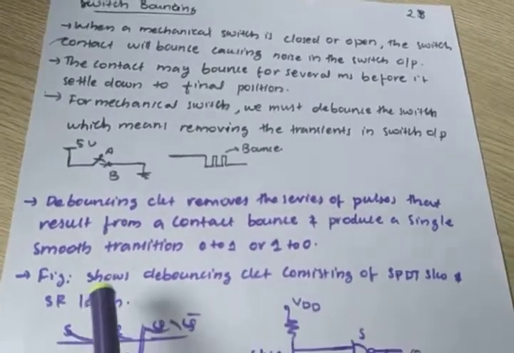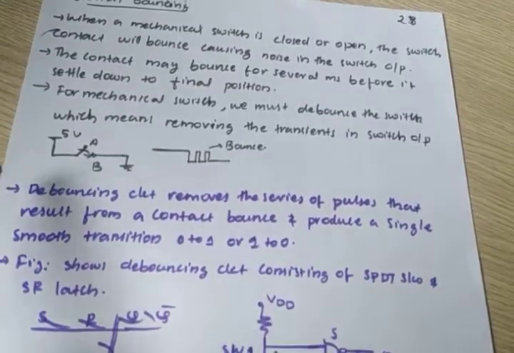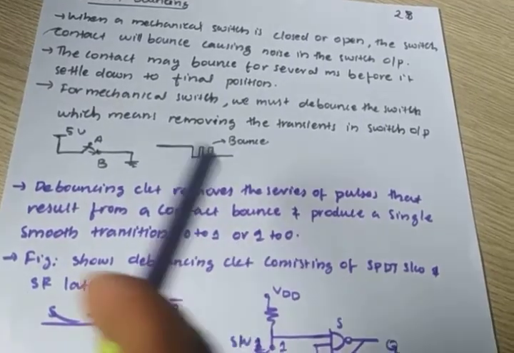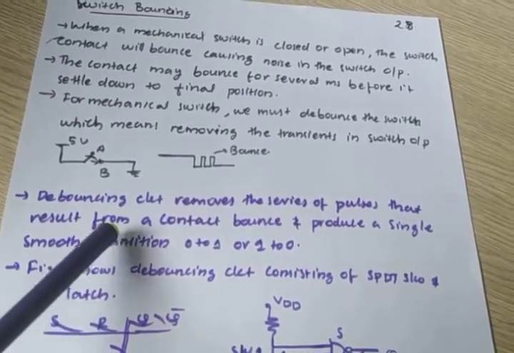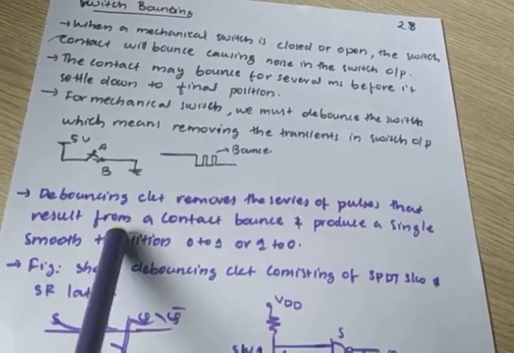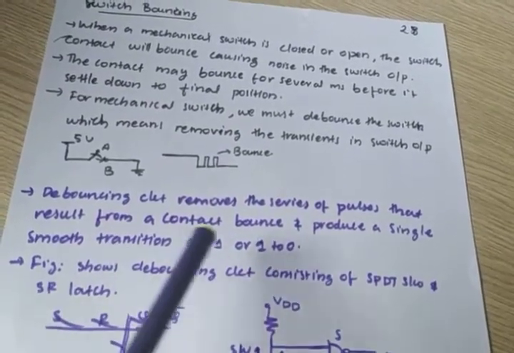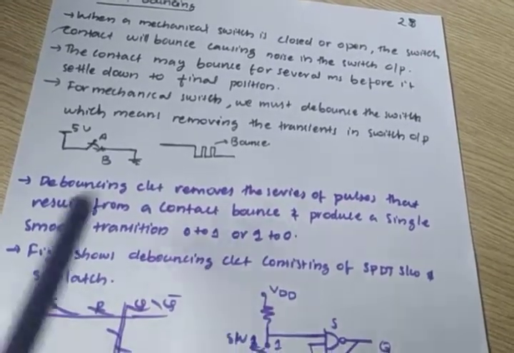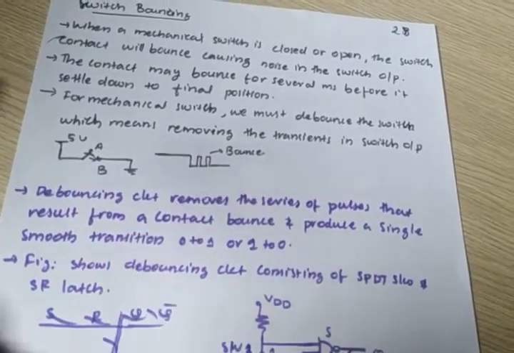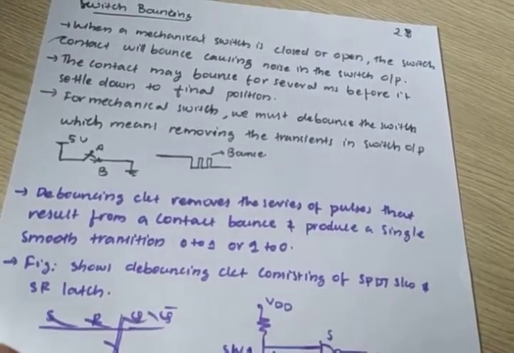A debouncing circuit removes the series of pulses that result from the contact bounce and produces a single smooth transition from 0 to 1 or 1 to 0. So we need to implement a debouncing circuit to eliminate this kind of transients, so that we get a smooth transition from 0 to 1 or 1 to 0. We don't expect this kind of bounces or transients, so we can eliminate them with the help of a debouncing circuit.